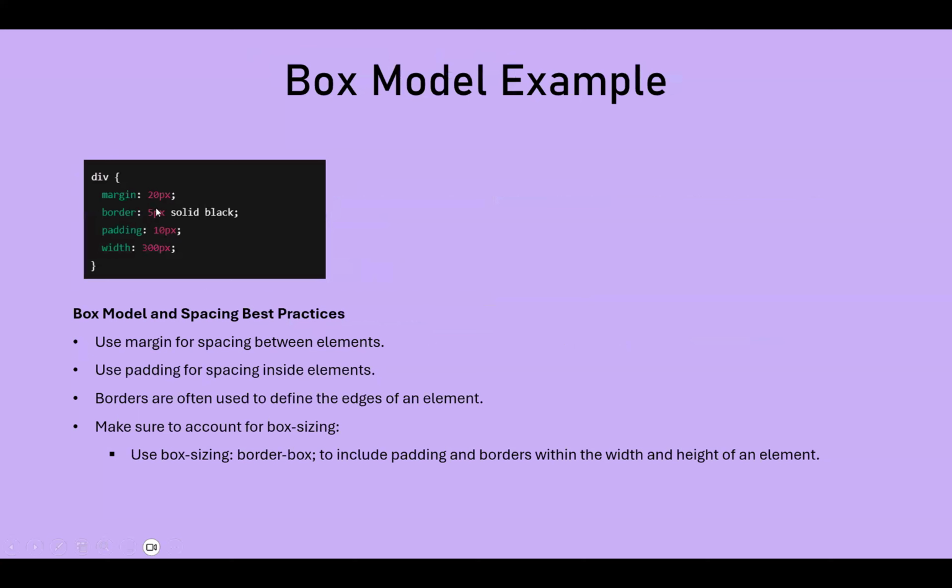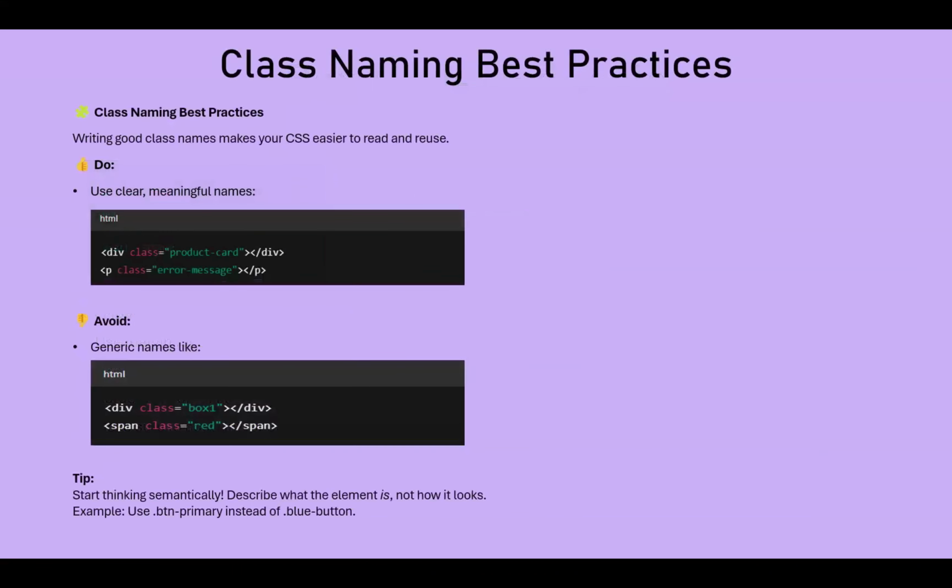So I just gave a small example here. We are trying to style a div and we are giving it a border of 5px solid black, a margin of 20px, padding of 10px, and width of 300. So that div will be 300 pixels wide, and it's going to have a thick 5-pixel black border around it. The space outside of the border will be 20px, and the space inside of the border before the content you want to put inside that div will be 10px. We are going to see this in action.